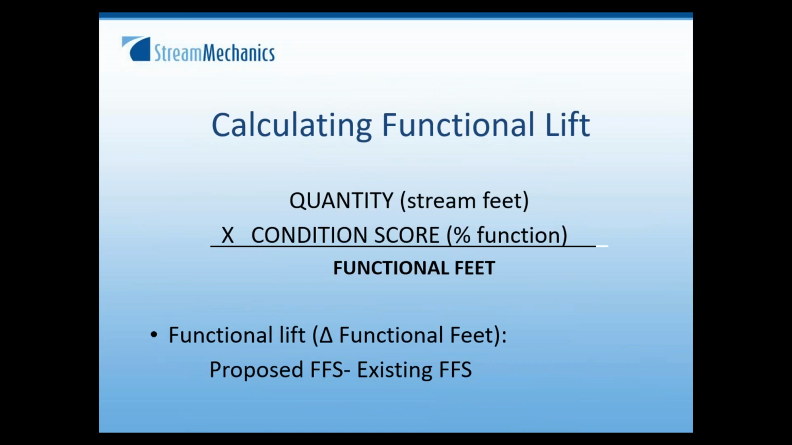Okay, so how is functional lift calculated? It's very simple, and it's based on historical methods for doing functional lift within stream mitigation programs, where we take the quantity, so we are still using stream lengths in the form of stream feet, and we're multiplying it by a condition score, which you could think of as a percent of function. It's that scale that we just showed. So the product of those two is what we call functional feet. And so then functional lift is the delta, or the change in functional feet. So what we're really focused on is that proposed functional foot score minus the existing functional foot score.